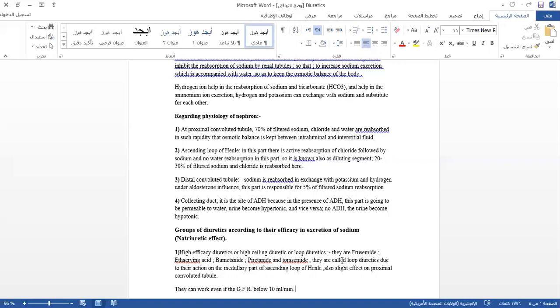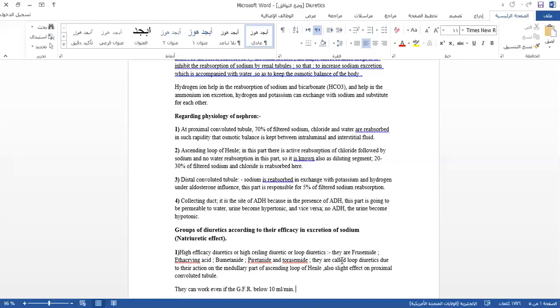Clear? Number four, the collecting duct, which is under the hormone antidiuretic hormone, ADH. In the presence of ADH, this part becomes more permeable to water, and the urine becomes hypertonic, and vice versa. When there is no antidiuretic hormone, the urine becomes hypotonic, with increased dilution and increased volume of urine. In the presence of ADH, the opposite occurs. This is the normal physiology.